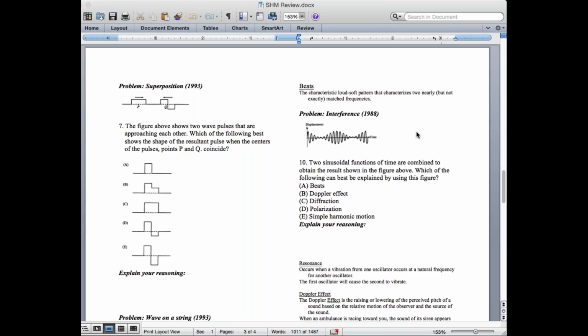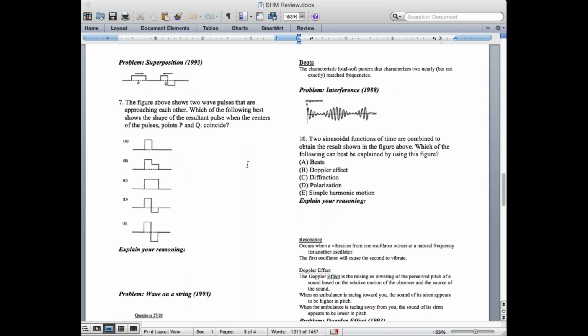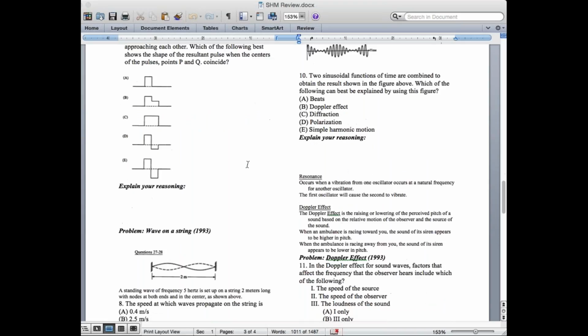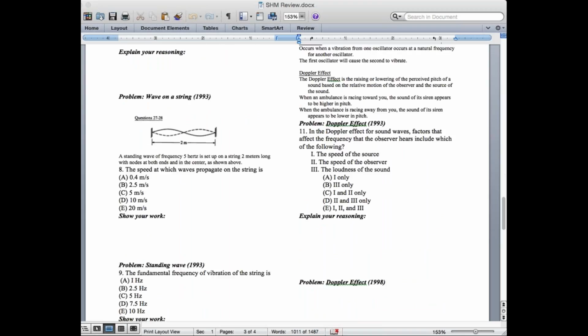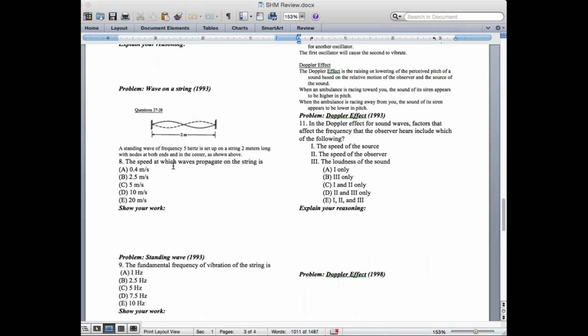Okay, so we take a look at this. A standing wave of frequency 5 hertz is set up on a string 2 meters long with nodes at both ends and in the center. The speed at which the wave propagates on the string is what? How can we figure this out? Well, we think of our wave equation, v is equal to f lambda.